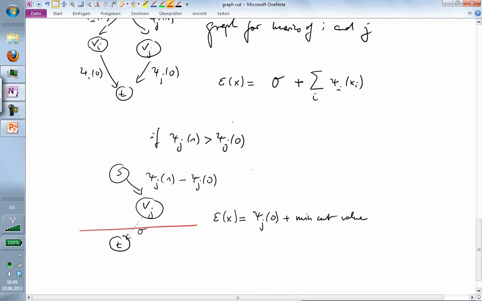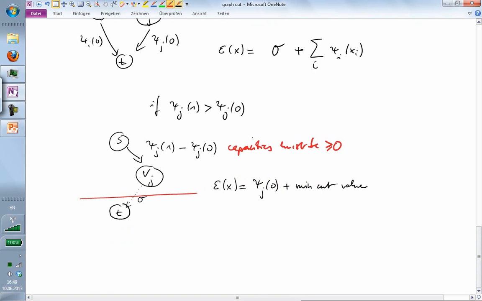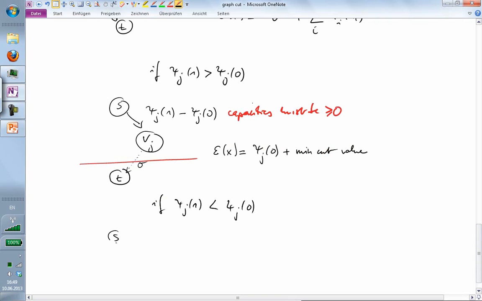Well, and this construction here works okay if psi j of 1 is greater than psi j of 0, because capacities must be non-negative. If it was the other way around, psi j of 1 was smaller than psi j of 0, then I could construct this other simplified graph where I would retain only this edge here.